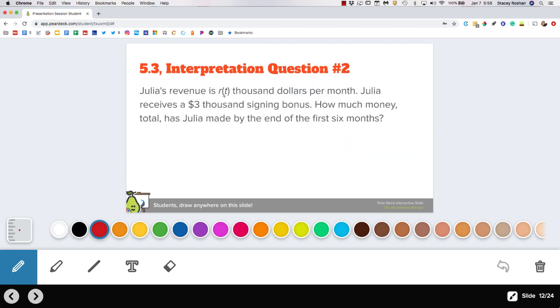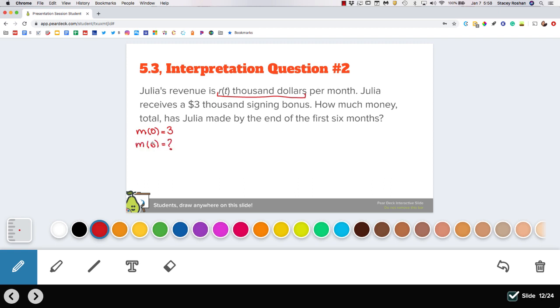Julia's revenue is R of t, in $1,000 per month. Julia receives a $3,000 signing bonus. How much money total has Julia made by the end of the first 6 months? It says R of t, in $1,000 per month. So when we have $3,000, that's just 3 because this is in thousands of dollars per month. So our initial, let's say her money initial at time 0 is 3. How much money has she made at the end of the first 6 months? So pretty much you want to find M of 6.